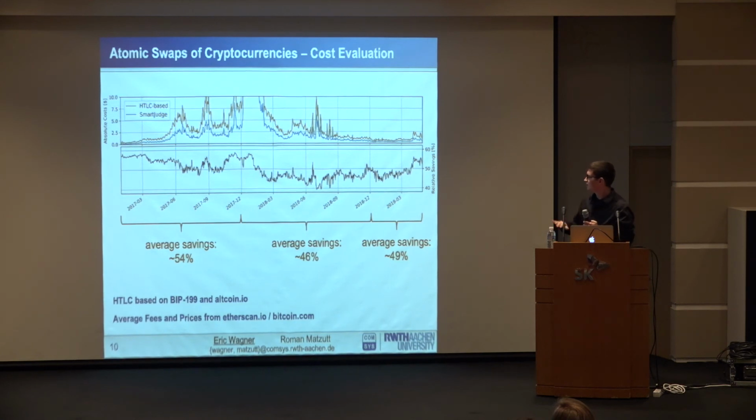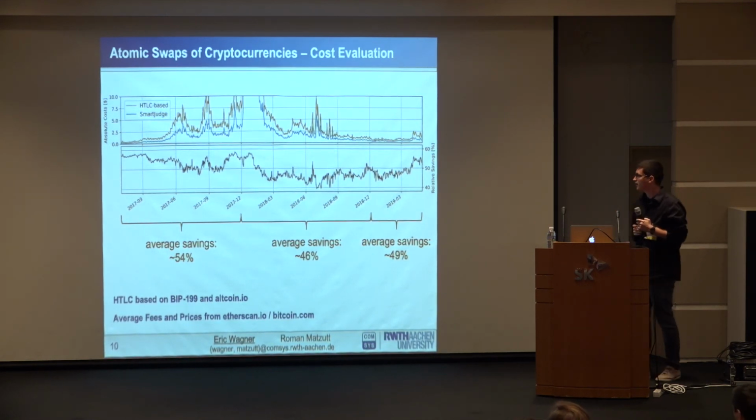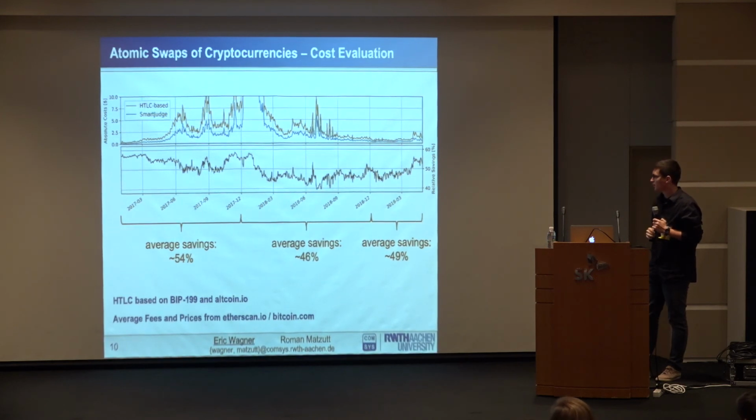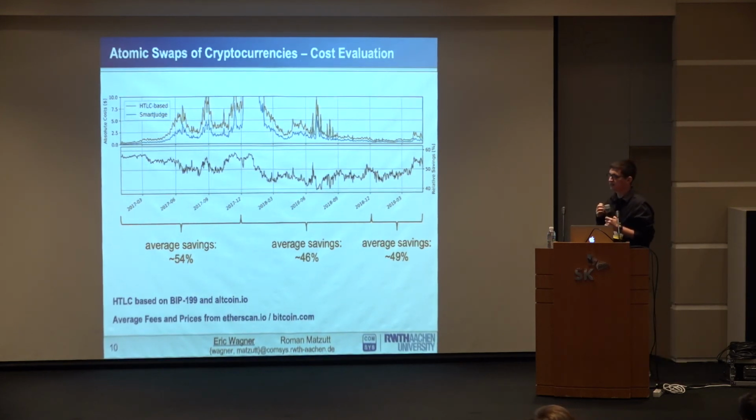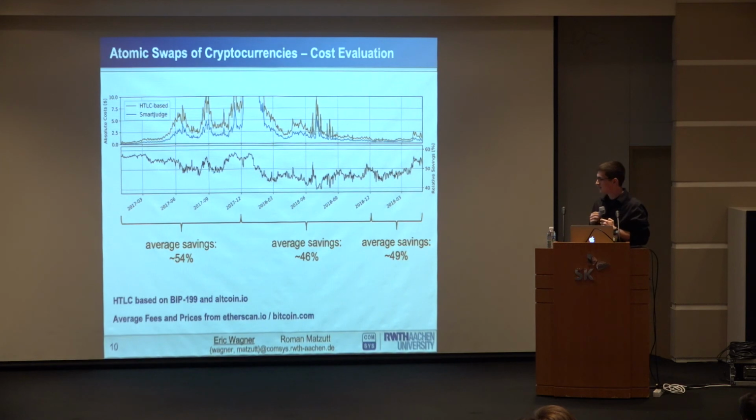And then we see that we are approximately 50% cheaper, and this fluctuates based on how Bitcoin prices and Ethereum prices compare to each other. But even if Ethereum really gets stronger than Bitcoin, we still remain cheaper.